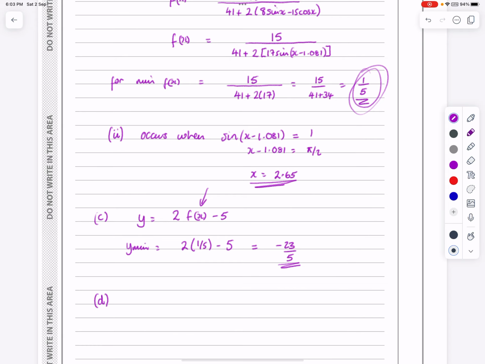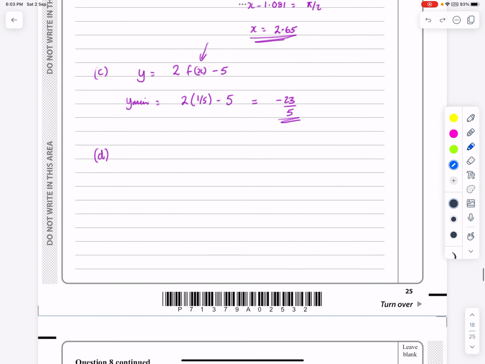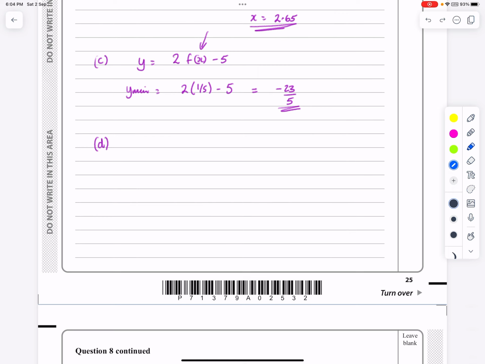D, very similar, but just a slight difference here. For part D, just go back and, sorry, I'll give you time just to have a look at those if you haven't. We were finding the y coordinate of the minimum point when we've done this. This now says the smallest value of x at which a maximum point occurs. And you might think, oh, I'm doing a different function. You're not, or you're not doing anything particularly different. When we do minus f(2x), the graph is going to be flipped upside down. And so let's just write it down before we start talking about it. y is equal to minus f(2x).